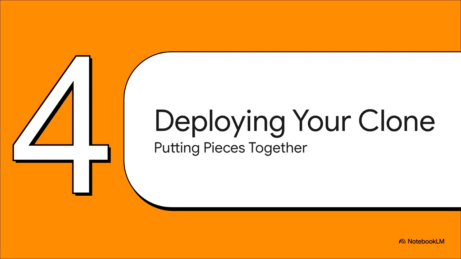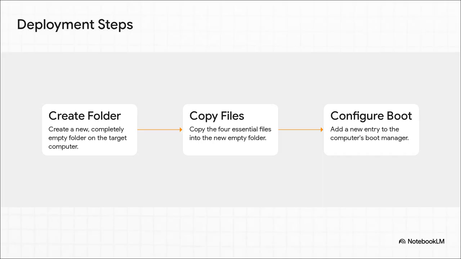All right, section 4. We've created the clone, and we understand what those 4 files are. Now it's time to actually deploy it by putting all those pieces together in a new spot. So the deployment process is just as simple as creating it. Step 1, create a brand new, completely empty folder on your target drive. Step 2, copy those 4 essential files we just talked about into that folder. And step 3 is the most technical part. But the idea is simple. You just need to tell your computer's boot manager where to find this new operating system.